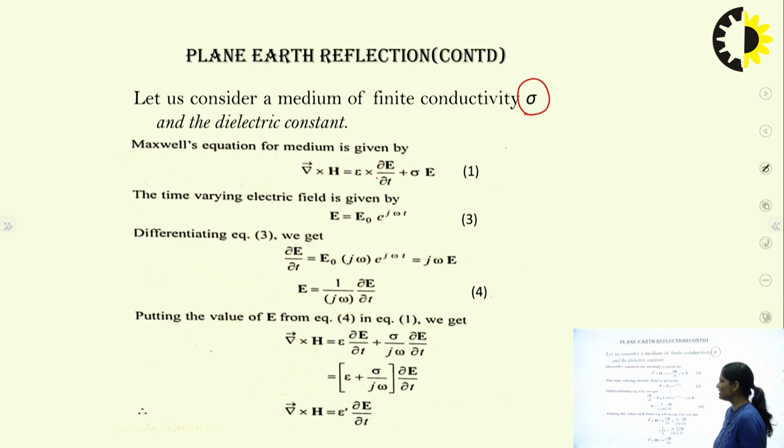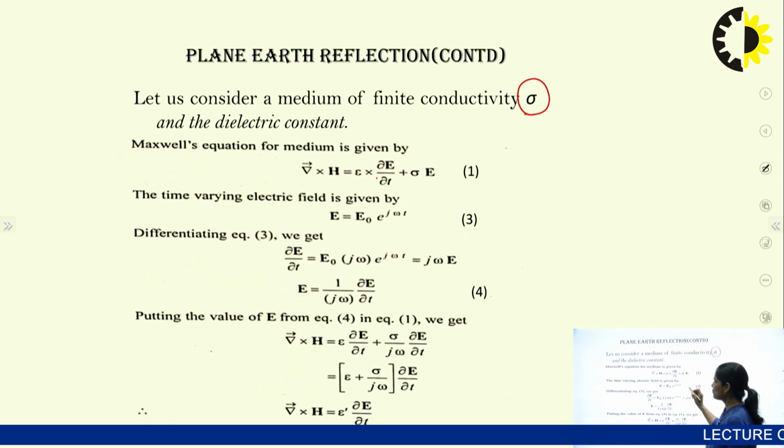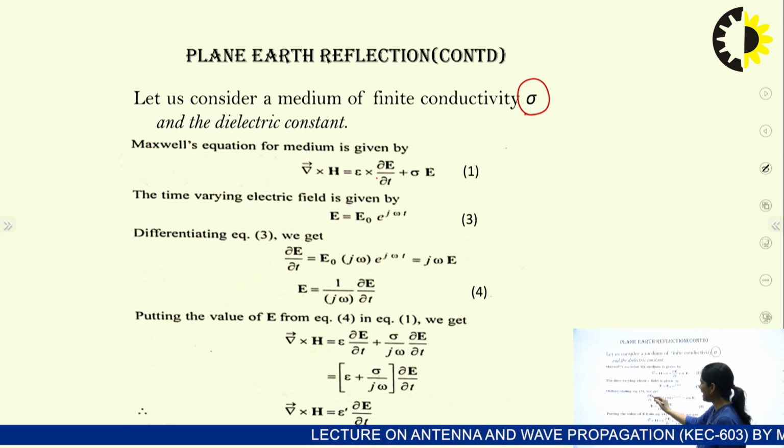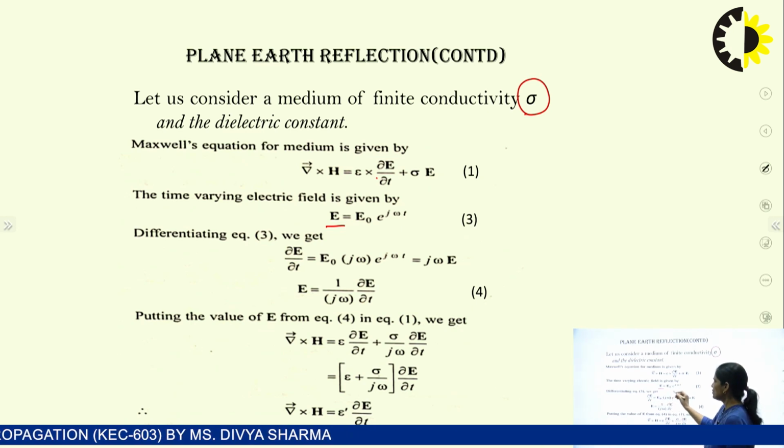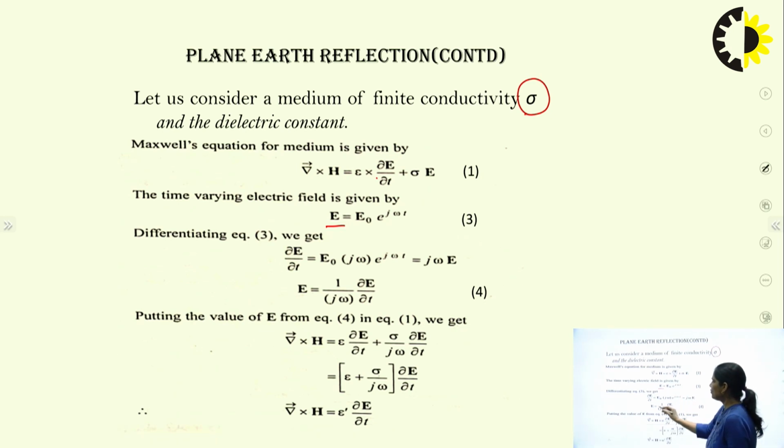So this is the Maxwell equation for a medium. Now the time varying electric field is given by E = E0 e^(jωt). Let us consider this as equation 1 and the Maxwell equation as equation 2. Differentiating this equation, ∂E/∂t, if you differentiate E with respect to t, you will get E0 jω e^(jωt), that is jωE. So E is 1/(jω) ∂E/∂t. Now put the value of E from this equation in the first Maxwell equation.